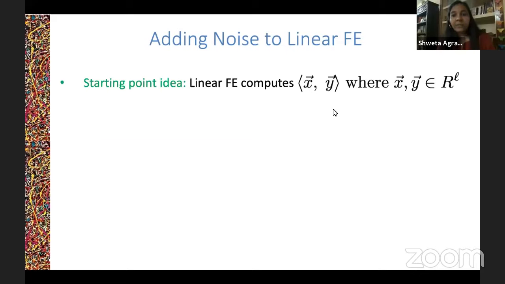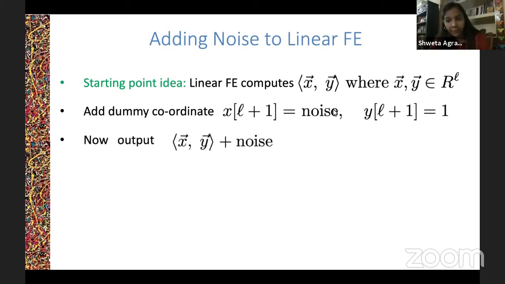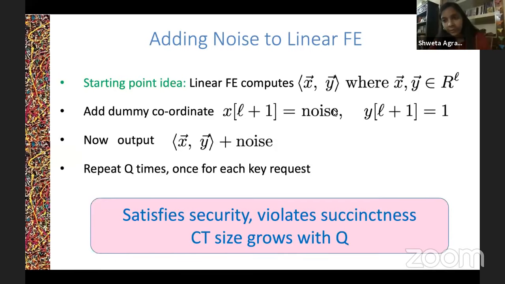Okay, so let's see how to add noise. Here's a sort of trivial starting point idea. I know how to compute X inner product Y. Let's say I add a dummy coordinate. So I give you a fresh encoding of noise. So my X_{L+1} is noise, Y_{L+1} is just 1. And now the inner product is X inner product Y plus noise, which is what I wanted. I can repeat this Q times, once for each key request. And this is a trivial solution, which unsurprisingly does not work.